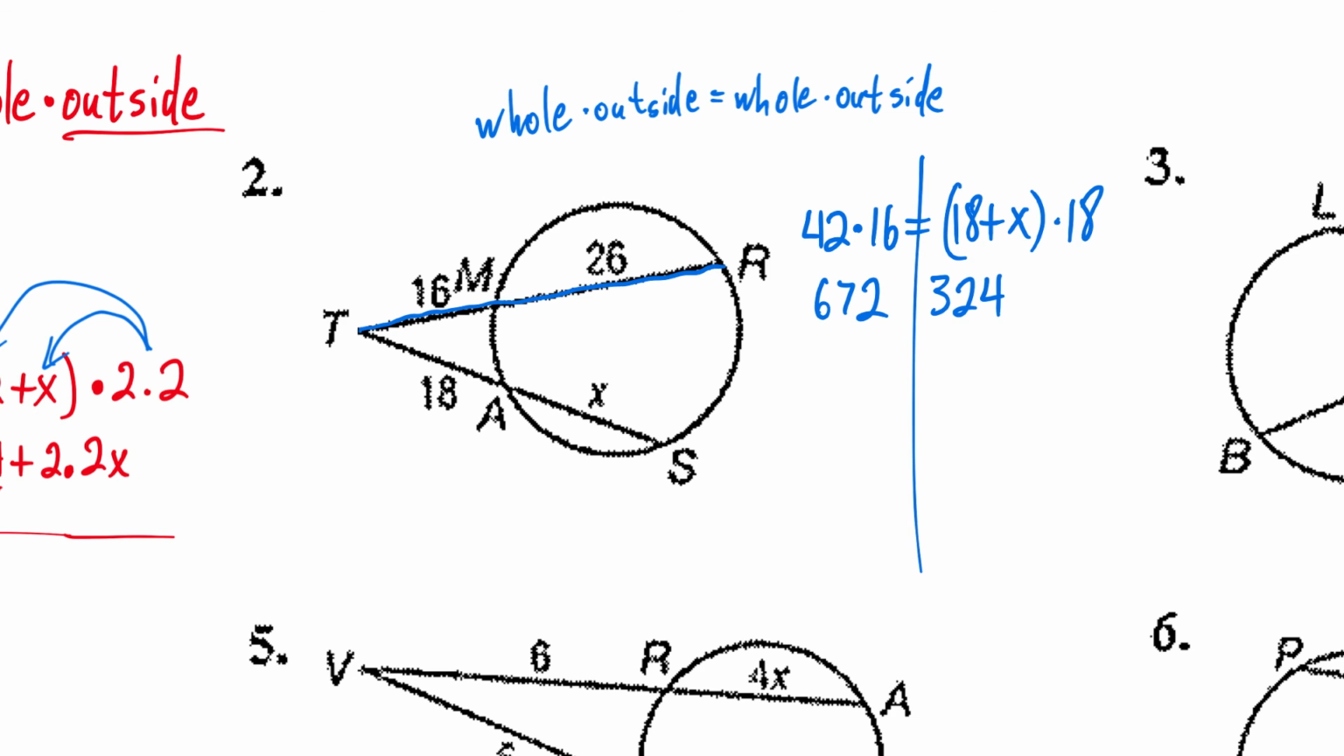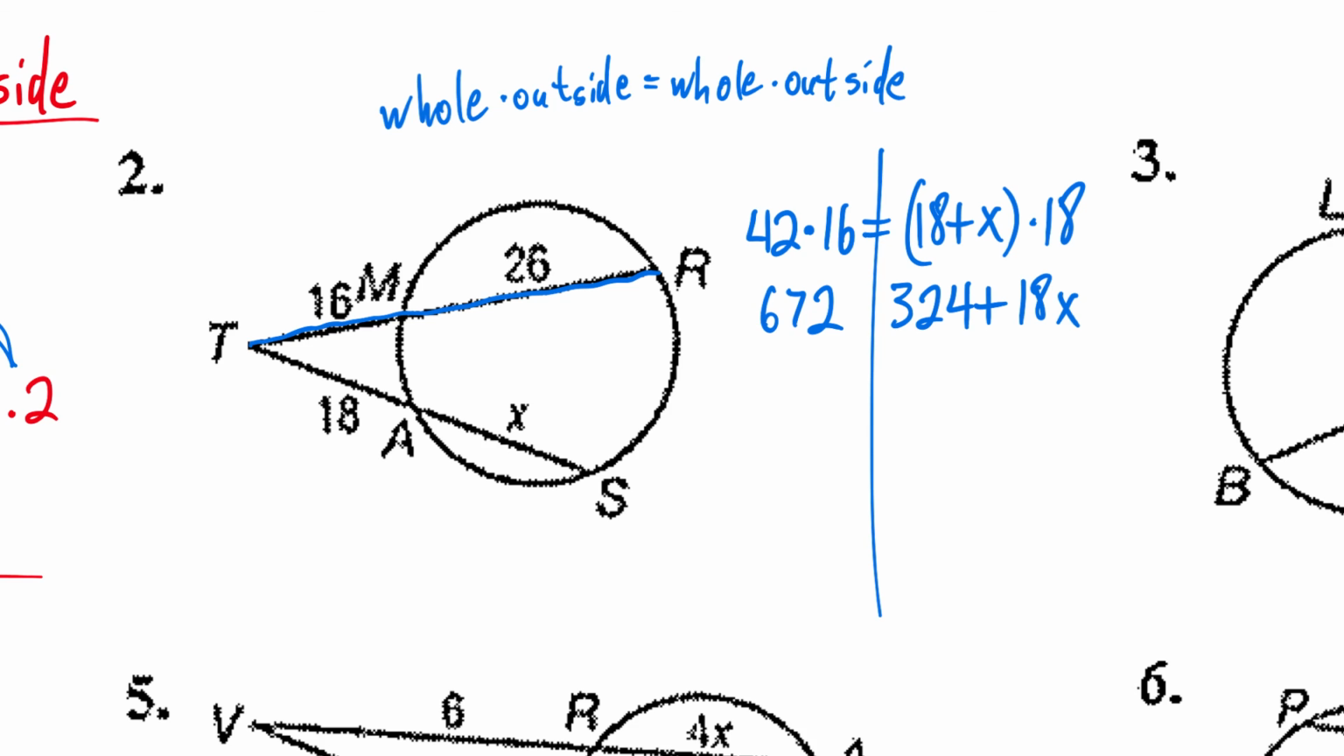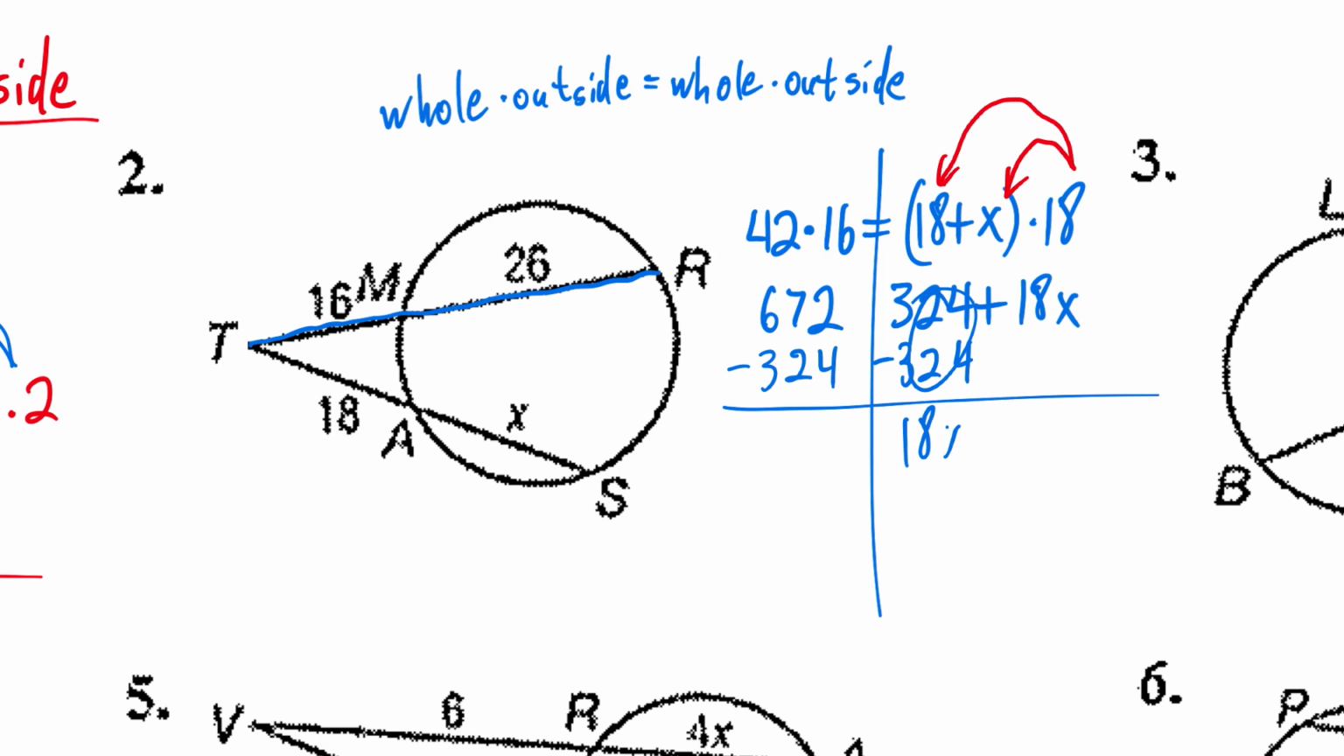Equals 324 plus 18x. So subtract 324. 672 minus 324 is 348. Divided by 18.